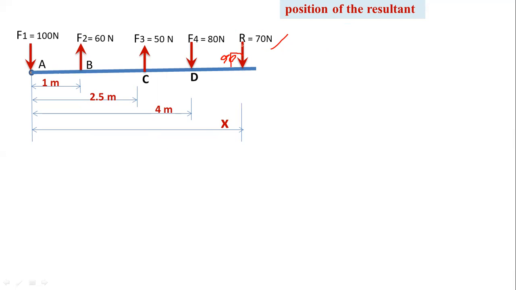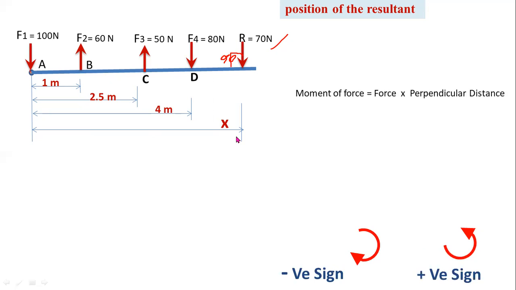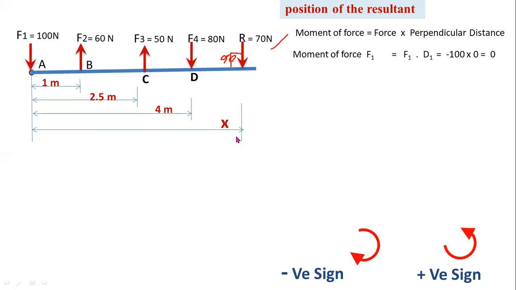Here this resultant force acting at a distance x from the point A. Now, by using Varignon's theorem or principle of moments, you have to find out the value of x. Okay, the x is the position of the resultant. For clockwise direction, you have to consider negative sign. For anti-clockwise direction, you have to consider positive sign. Similarly, moment of force equal force into perpendicular distance.